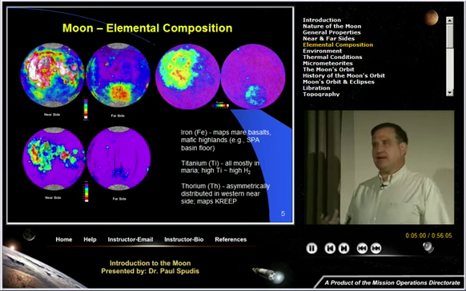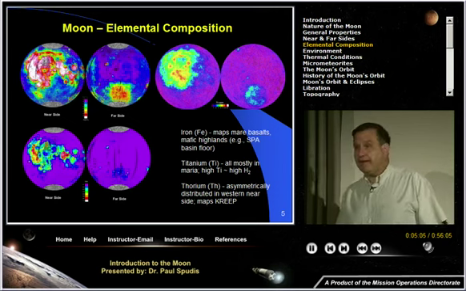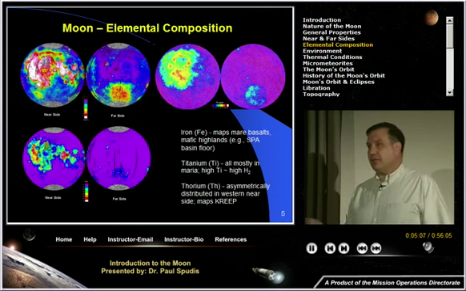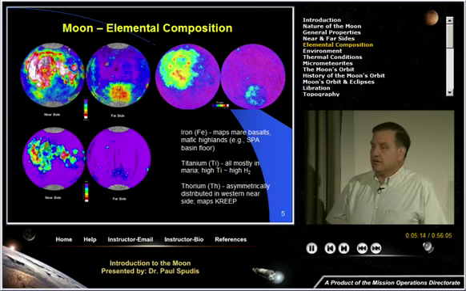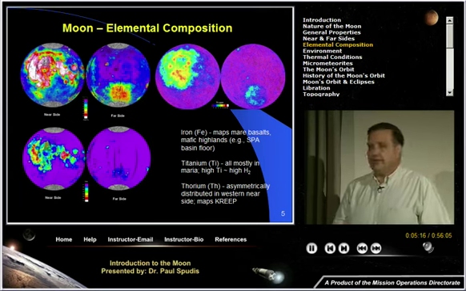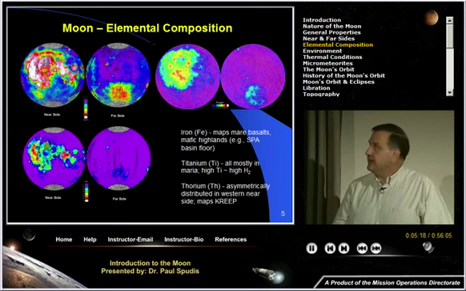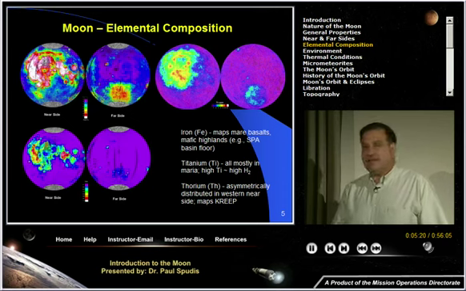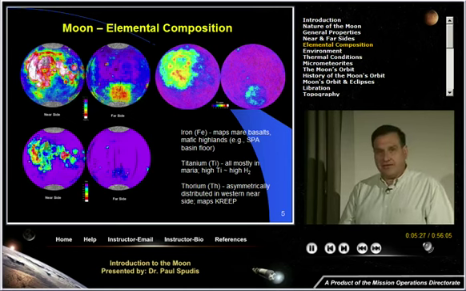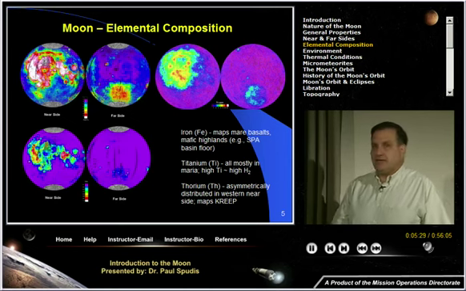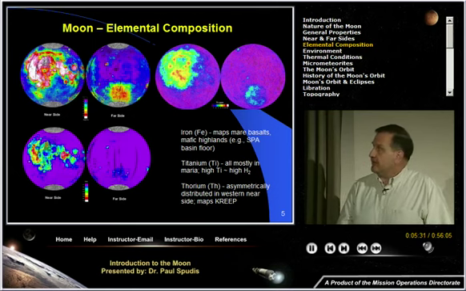So the basic dichotomy of the dark Maria and the light highlands is caused largely by the presence of iron. The amount of iron that's in the rocks determines how dark the surface rocks are. One thing you'll notice on the iron map is the far side of the moon has a very prominent circular patch of high iron in the southern far side highlands. And we'll be hearing more about that as we go on. That's actually the floor of the enormous South Pole Aitken Basin, which is the biggest impact feature on the moon. Basically it extends from the south pole of the moon up to about minus 30 degrees latitude on the far side.